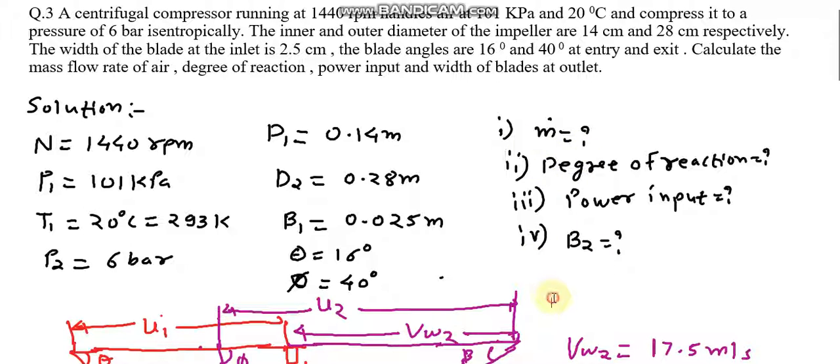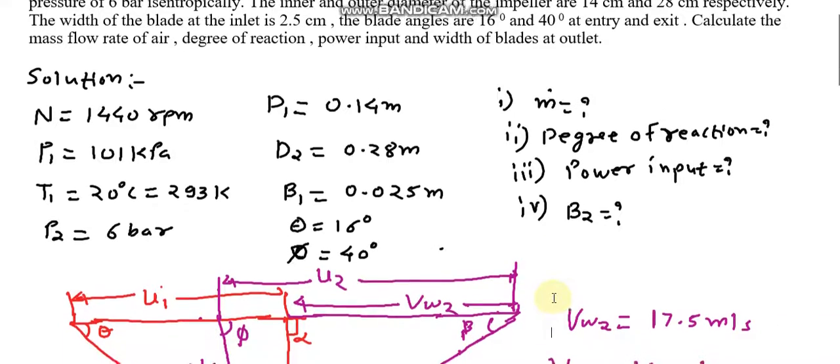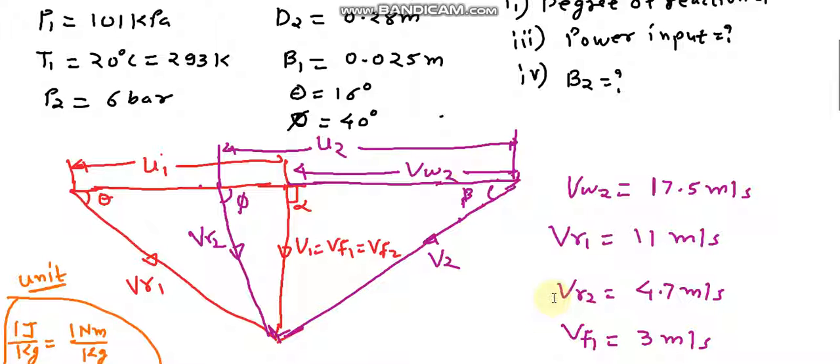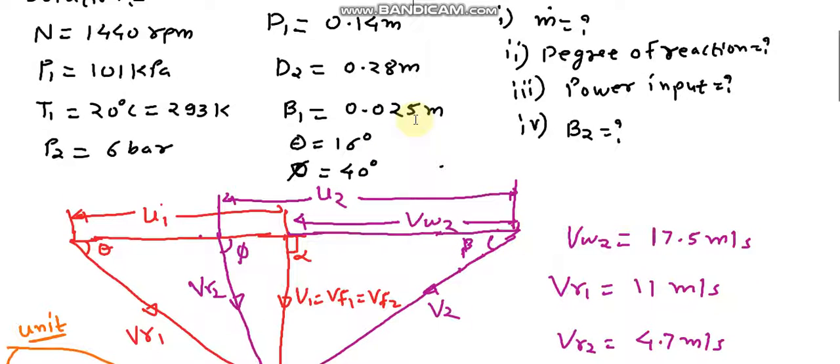So first we draw the velocity triangle, the combined velocity triangle. In the combined velocity triangle, we know D1 and D2. So we know U1 equal to pi D1 N by 60, and U2 is equal to pi D2 N by 60. N is given, D1 is given, and D2 is given, so we can calculate U1 and U2.